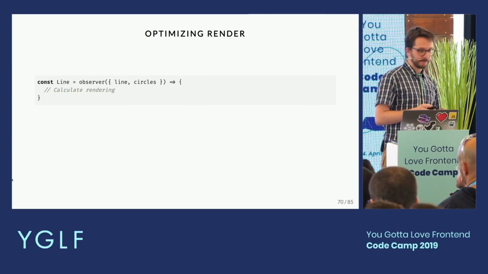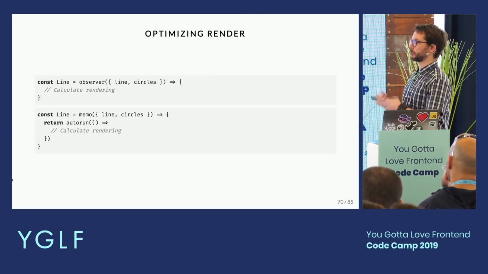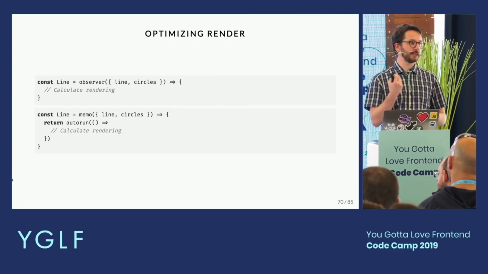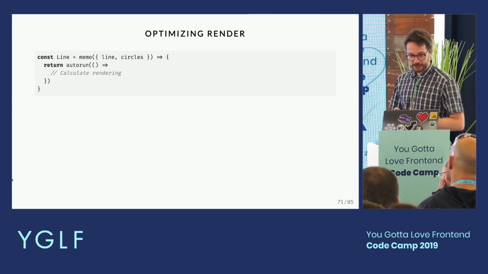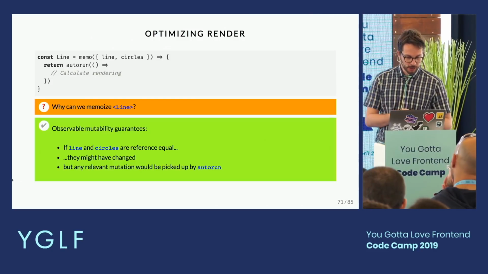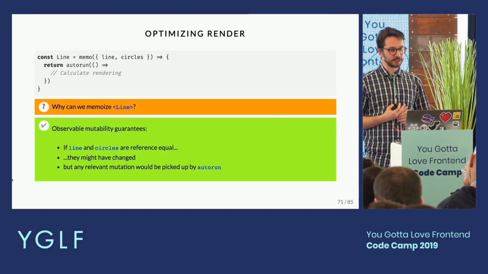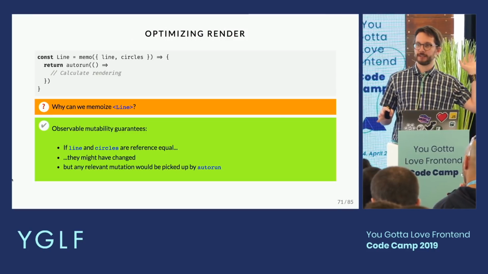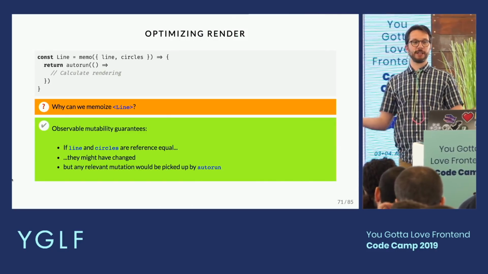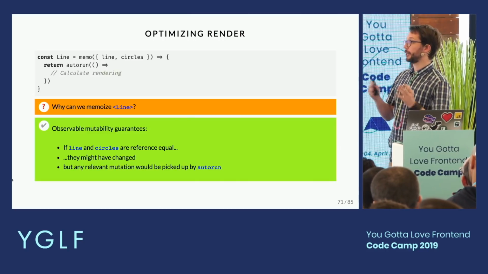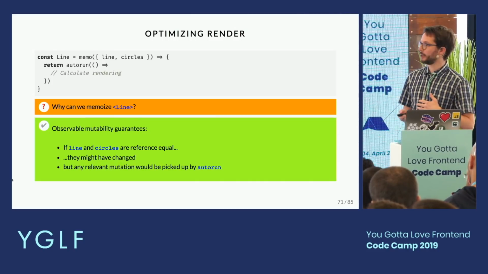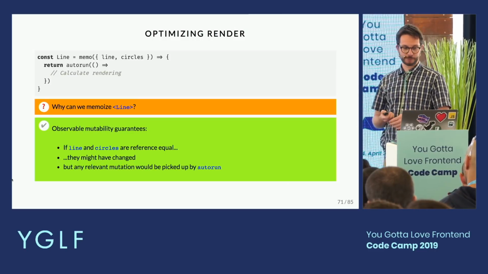What observer does is it also applies memo. That sounds weird because it's mutable. But it also applies autorun. That's the function that automatically takes care of side effects. So why can we memoize line? Well, because the observability guarantees something. It guarantees that as long as this component is receiving the very same line, the very same set of circles, well, they might have changed because they're mutable. We don't know. But if they did change, we know for sure that the autorun function would have picked that up. So we can again memo the component itself.